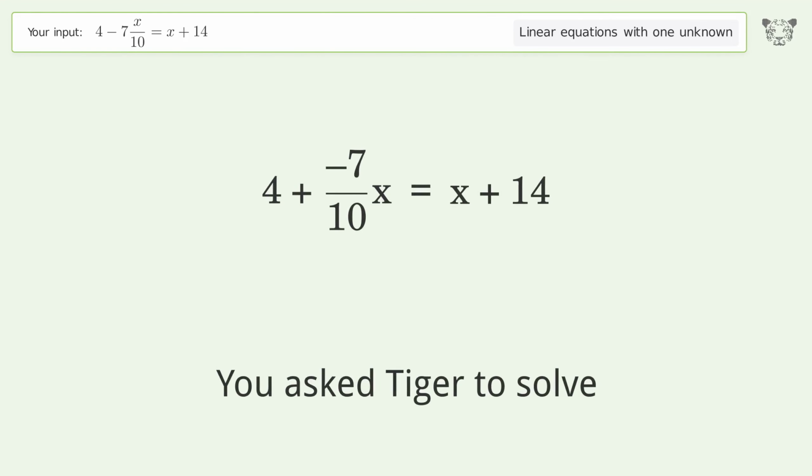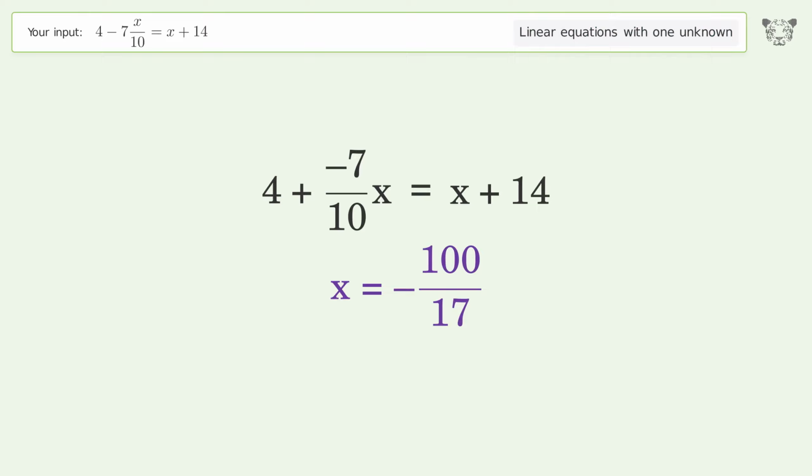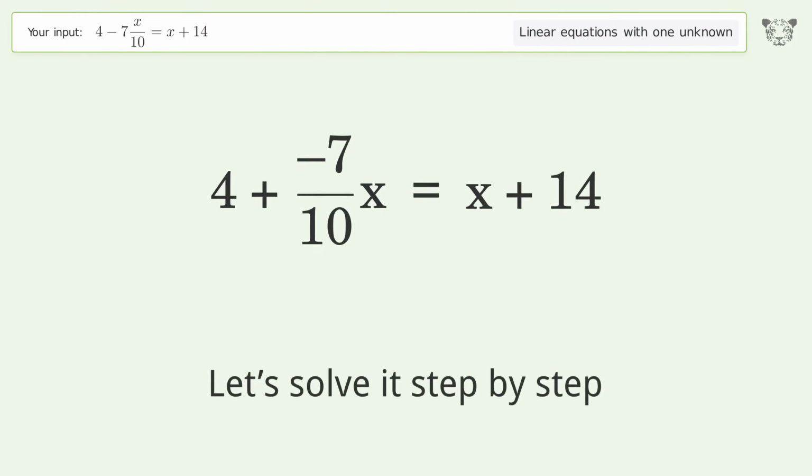You ask Tiger to solve. This deals with linear equations with one unknown. The final result is x equals negative 100/17. Let's solve it step by step.